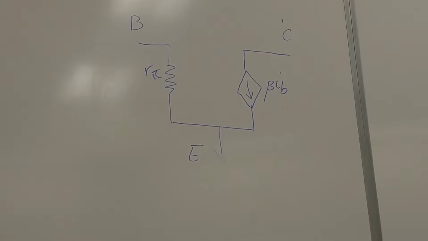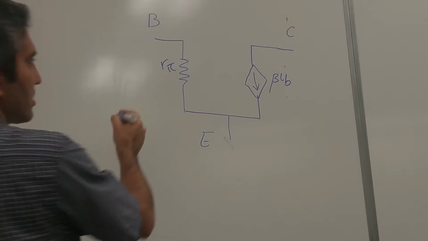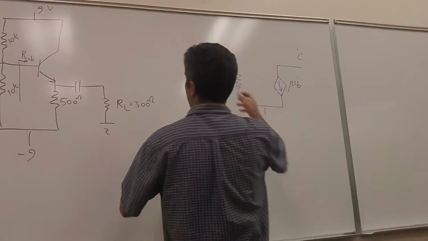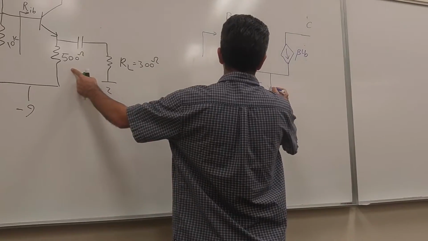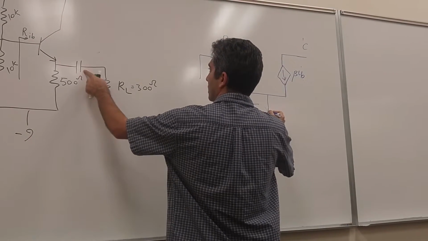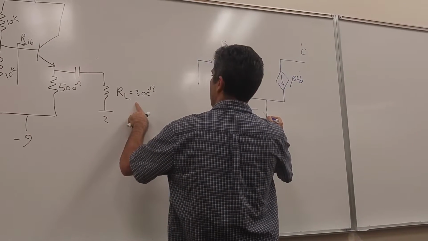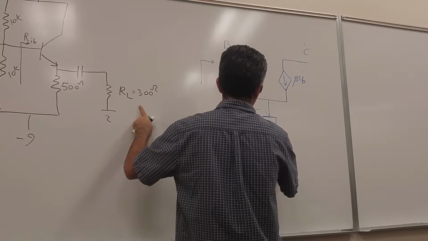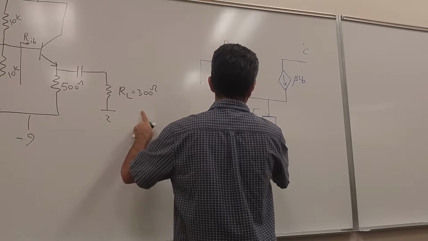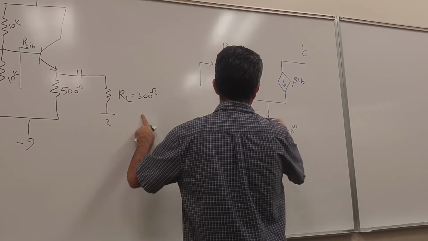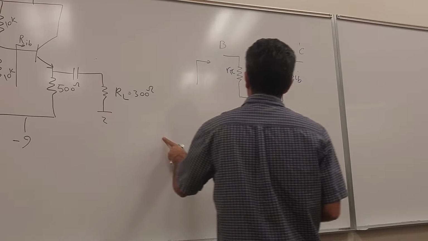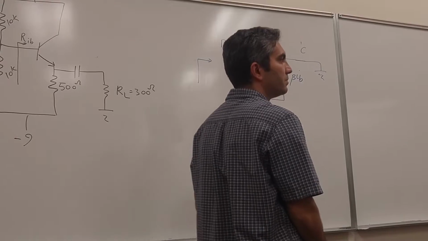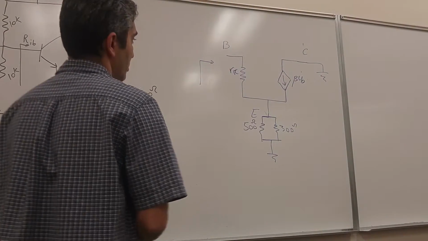Now I'm looking into the base, so I'm not really connecting it to anything. This is where I want to basically do my calculation, so I'm going to come back to it later. But the emitter is connected to a 500 ohm, and then short circuited in parallel with a 300 ohm, right? So 500 ohm, 300 ohm, they're both ground. Collector is directly shorted to ground. So this is my small signal model.